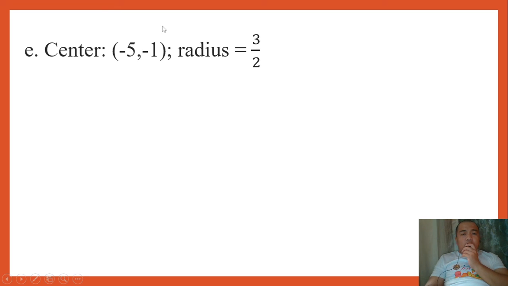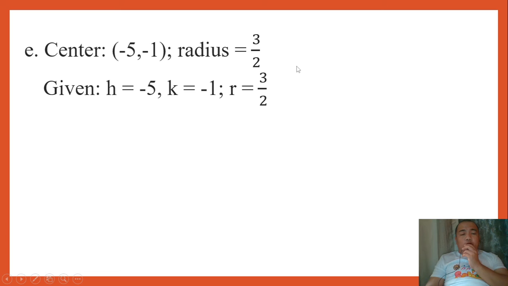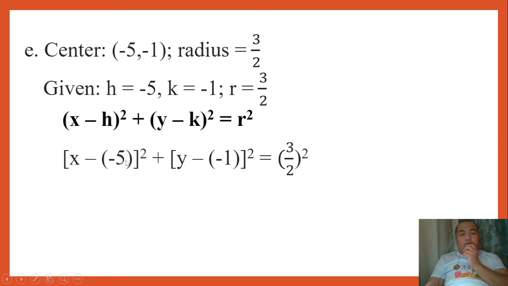Next, how about if the center is at negative 5, negative 1, and the radius is 3 halves? What is the standard form of the equation of the circle? So h is negative 5, k is negative 1, r is 3 halves. So let us now substitute. (x minus negative 5) quantity squared plus (y minus negative 1) quantity squared equals 3 halves squared.